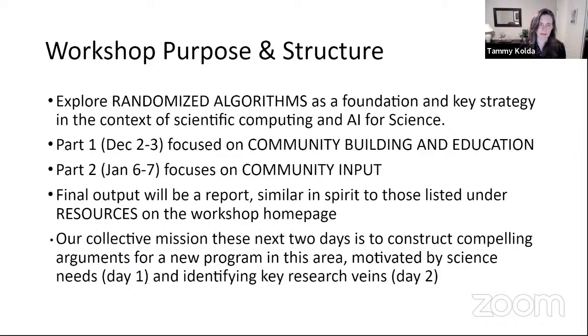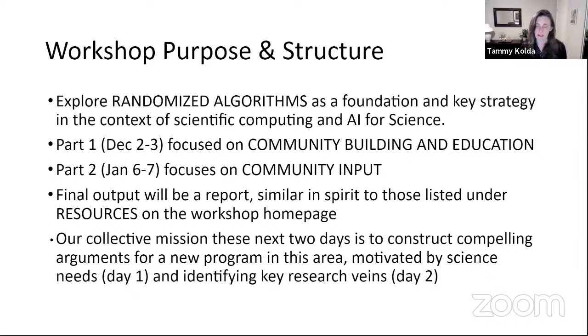The goal here is to explore randomized algorithms as a foundation and key strategy in the context of scientific computing and, more generally, AI for science, which is gaining a lot of momentum. Part one, which you were all at, except for maybe our panelists who watched online, focused on community building and particularly education about randomized algorithms. We had experts speak on the foundation side and also several panelists on the application side. Today is part two, today and tomorrow, where we're going to get your community input, which is extremely important for the process of generating a report. It's a community-driven report. And that will be our final output.